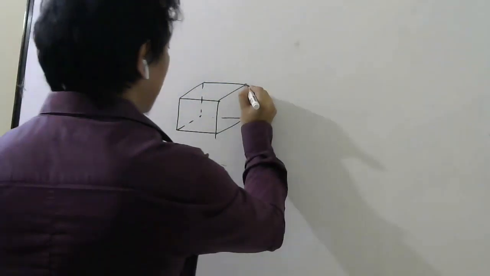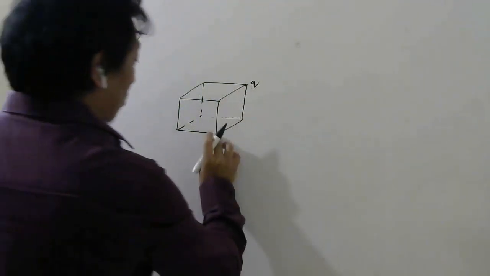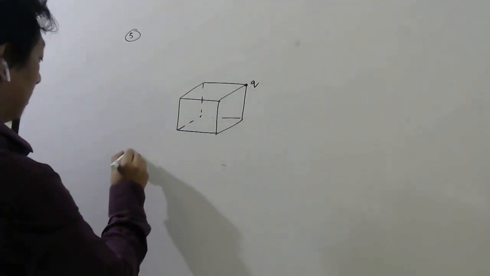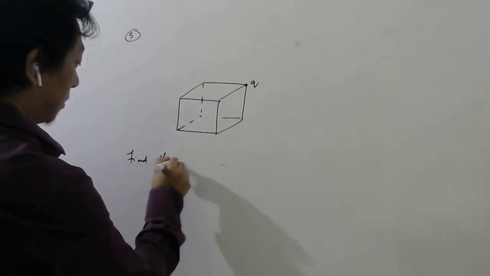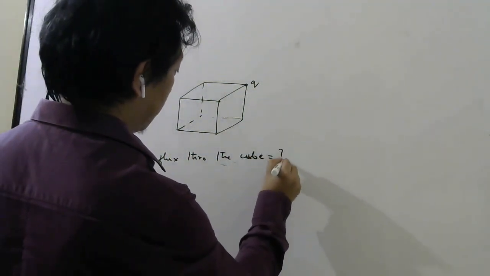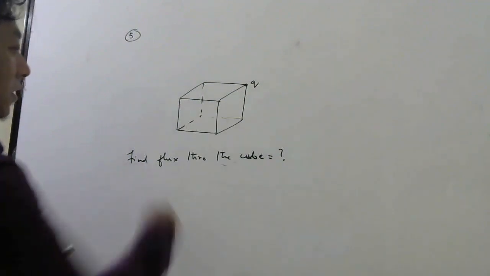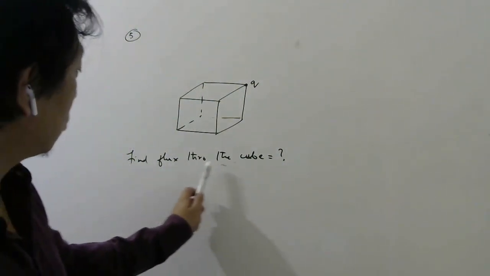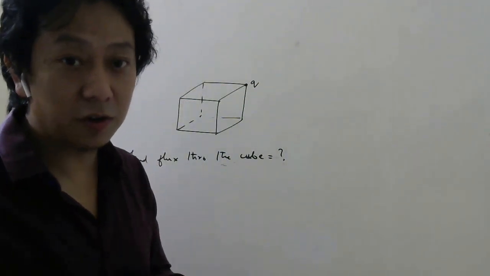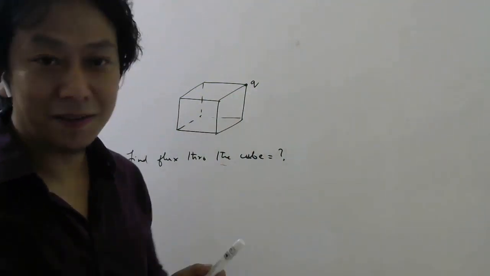But my question is, what if the charge is at the corner? So if the charge is at the corner of this cube, then how to find the flux through this cube? So the question is, find the flux through the cube. There will be some flux because lines will cut this surface. So I want to find the flux through the cube if the charge is at the corner. Can I use Gauss law? No, because for using Gauss law, the surface should be closed. It is closed, but the charge is not inside. It is on the corner.